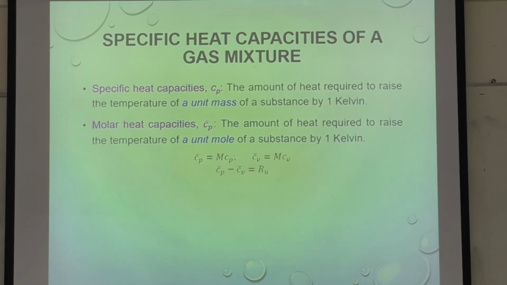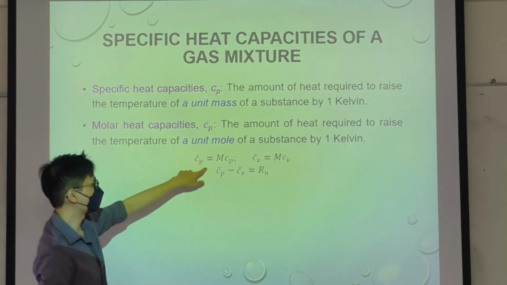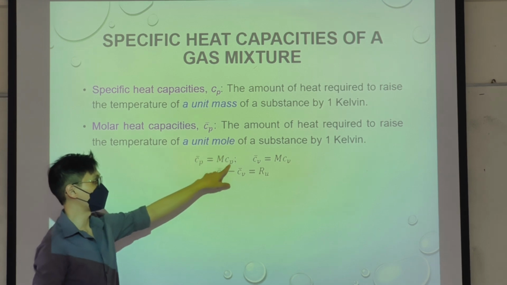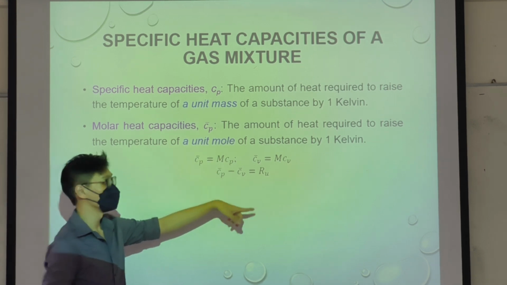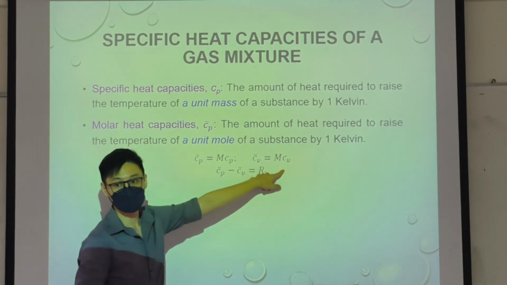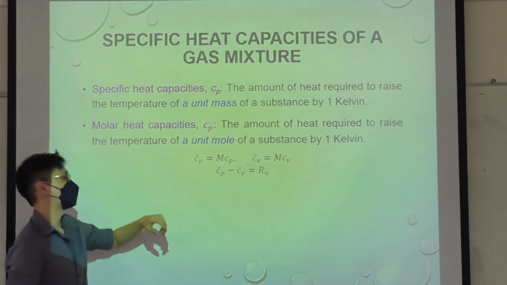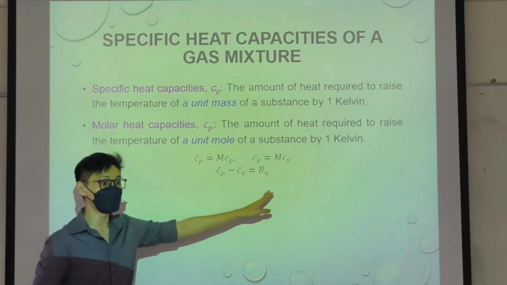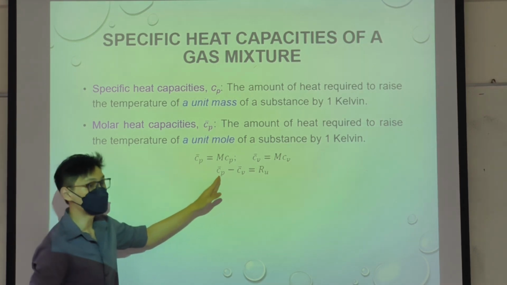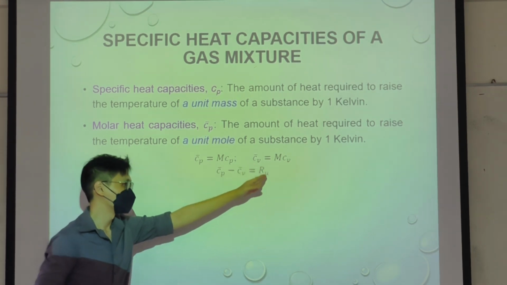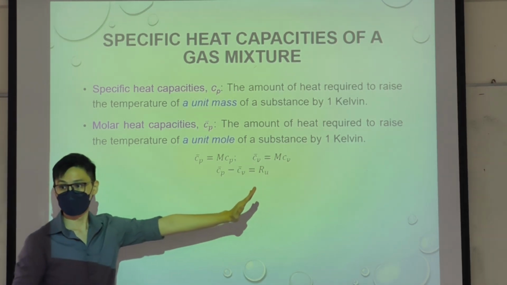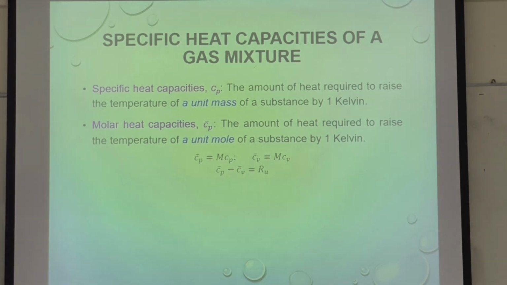So the logic behind it is still exactly the same. It's just that if you want a Cp bar, you multiply Cp with the molar mass. You want Cv bar, you multiply Cv with the molar mass. Then Cp minus Cv gives you R, right? So Cp bar minus Cv bar will give you the universal gas constant. So you can see the relationship is exactly the same, whether it's mole or mass.